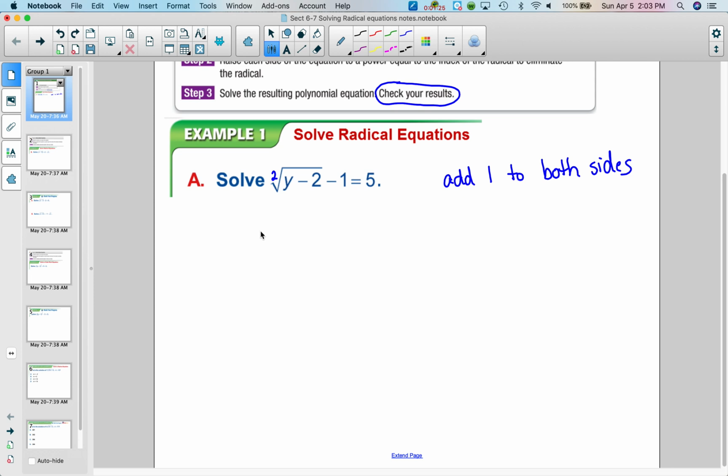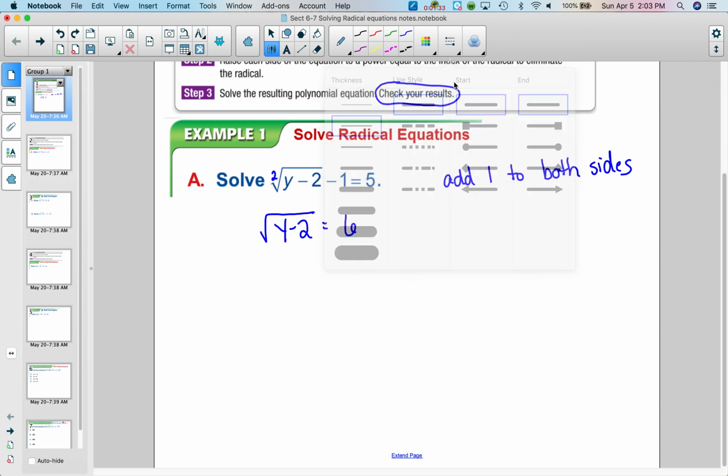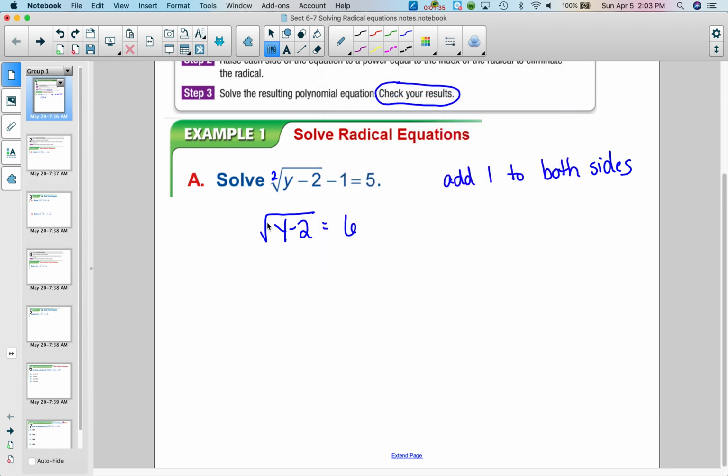So when you do that, you get the square root of y minus 2 equals 6. Next step is we are going to undo the square root. So we square both sides. When you square the square root, it cancels out and leaves you y minus 2. 6 squared is 36. And then you add 2, so we get 38.